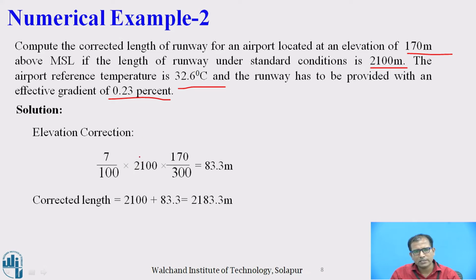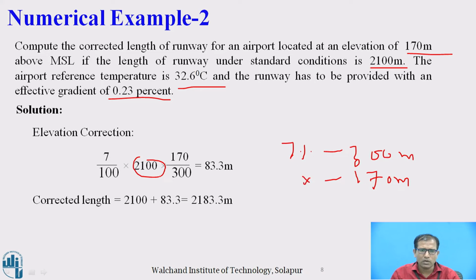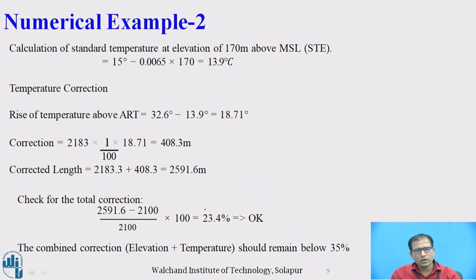The original length is given as 2100 meter, and for 170 meter elevation, what correction is required? It is 7% for 300 meter rise in the elevation, so for 170 meter, calculate the x, multiply by the basic runway length of 2100. That comes to 83.3 meter. Now the corrected length after elevation correction is 2183.3 meter.